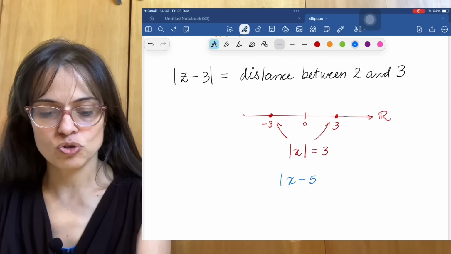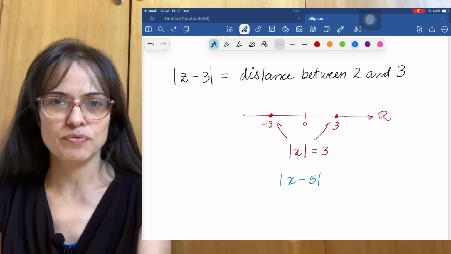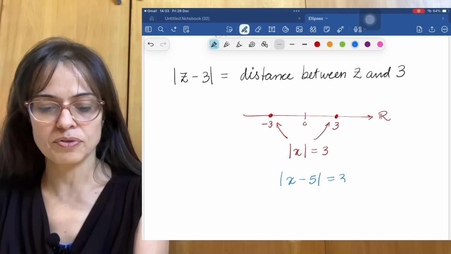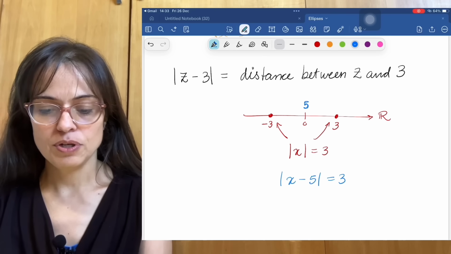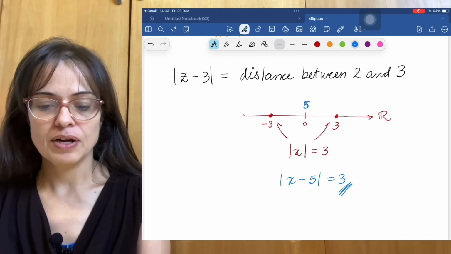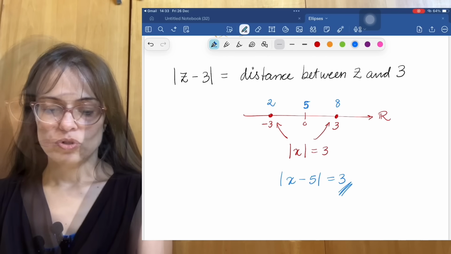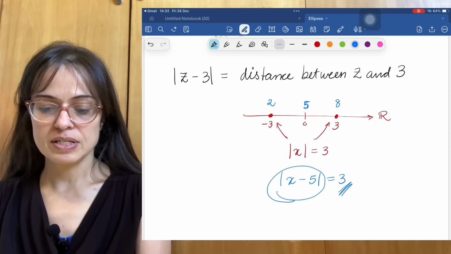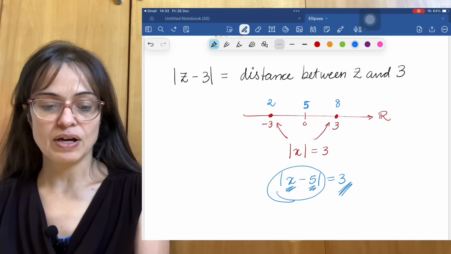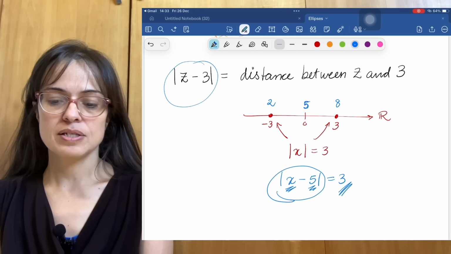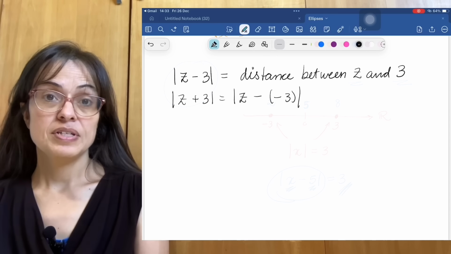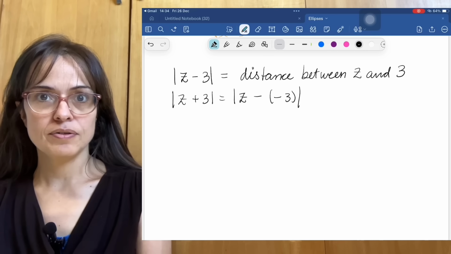And then if you just do a horizontal translation 5 units to the right, for example, what are the numbers that are going to be 3 units away from 5? Well, that's 8 and 2. So that's why this should be read as the distance between x and 5. So this is the distance between z and 3. This one is the distance between z and negative 3.